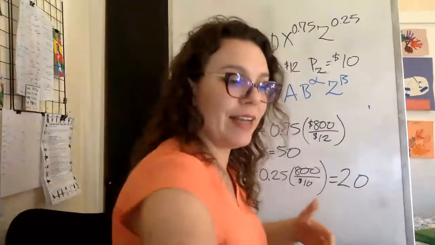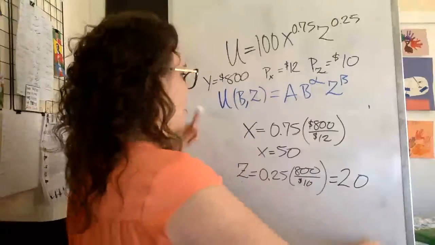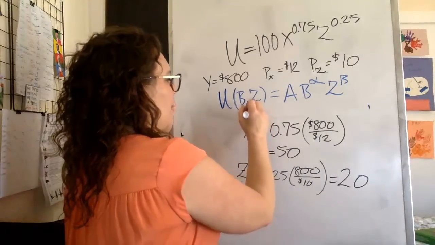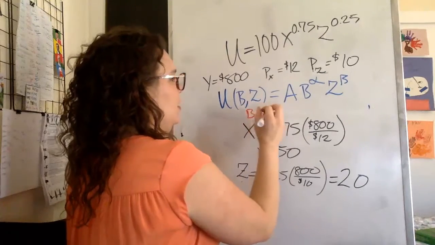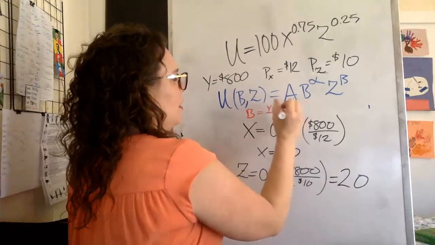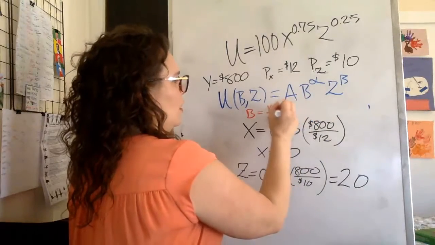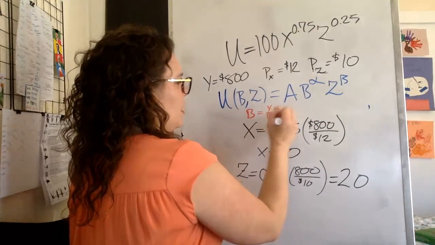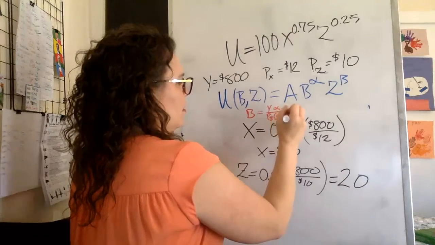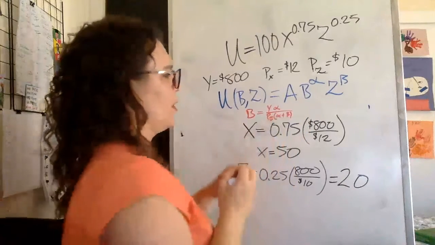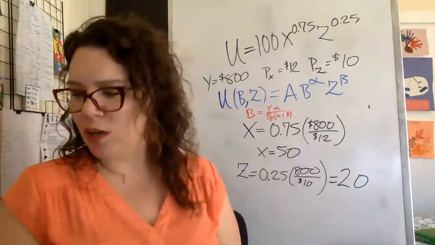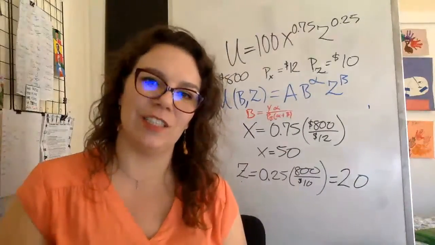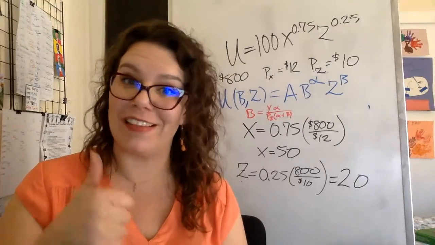Otherwise, you have to use that longer form of the quantity of B is equal to income times alpha, and then divided by the price of B and the two other exponents. But if those two other exponents add to 1, then that simplifies out a lot and makes your life a lot easier. So, sound good?